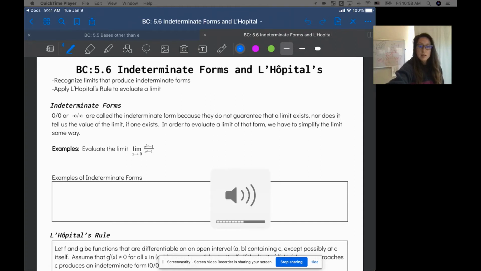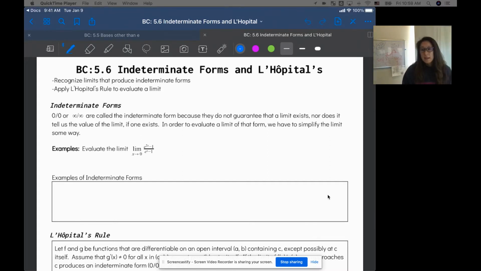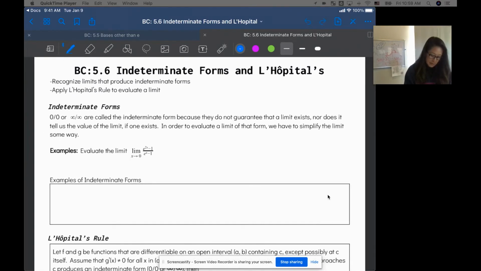Today is L'Hopital and indeterminate forms. We will be learning a new way to solve a limit using L'Hopital's rule. Okay, so an indeterminate form is exactly what it sounds like. It's an equation where we cannot determine or guarantee a limit.